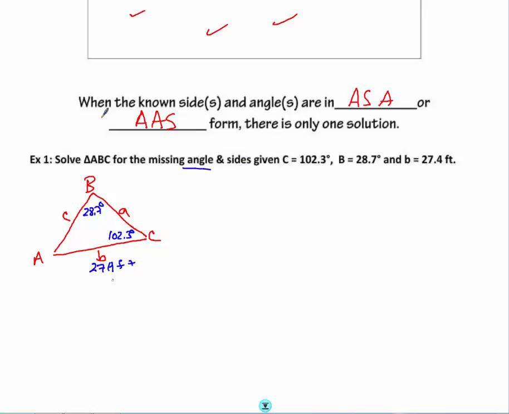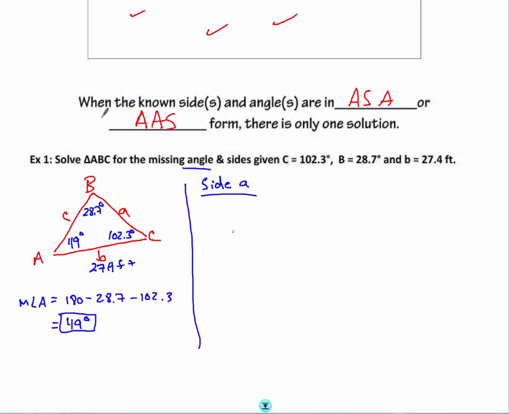So real quickly, to find the measure of angle A, that's just going to be 180 minus 28.7 minus 102.3, right? Because this triangle has to add up to 180. I'm going to subtract the two angles I know and come up with angle A is 49 degrees. So I can go ahead and write that in there. It's going to make the rest of this easy. Now, let's do side a.